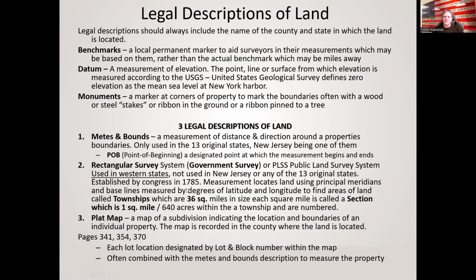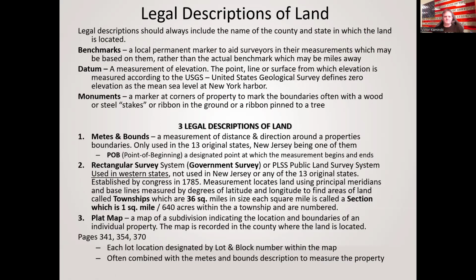The rectangular government survey is a survey system that they use for western states, anything but the 13 original colonies, the 13 original states. It's a measurement that locates land using principal meridians and baselines by degrees of latitude and longitude. And to define areas of land, they call them townships, which are 36 miles squared, and sections within the township, which are 1 mile square.